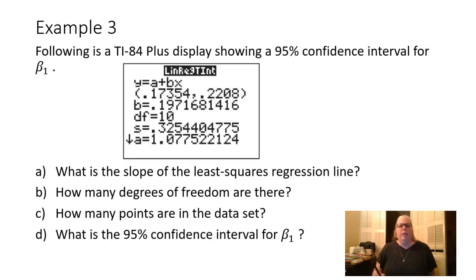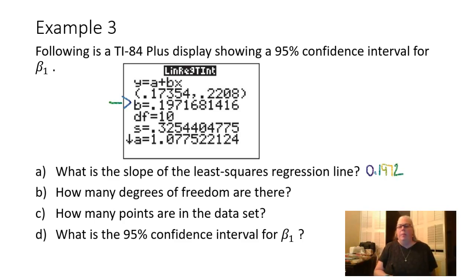Example 3. Following is a TI-84 Plus display showing a 95% confidence interval for B1, the slope. Part A. What is the slope of the least squares regression line? Well, that is conveniently given to us right here as the slope, our b. And if we round that off to 4 decimal places, we can call this 0.1972.